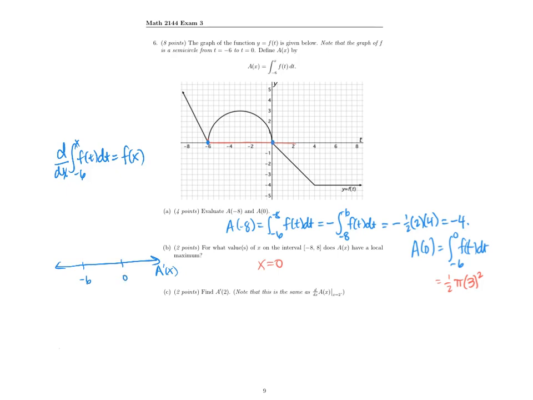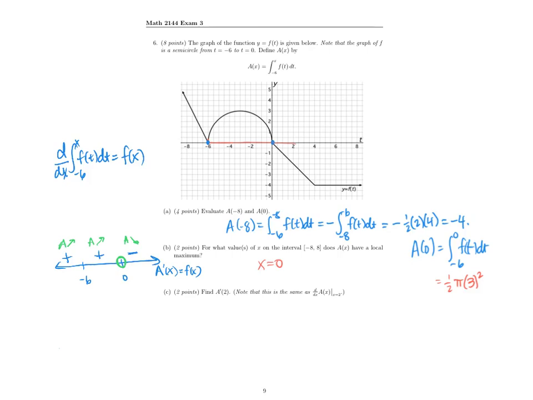So my critical points are -6 and 0. And so A prime of x, which is f of x, is positive when we are to the left of -6, positive when we are between -6 and 0, and negative here. And so what that means is that A is increasing here, A is decreasing here, and A is increasing here. And so my only critical point that's a maximum is at 0. So that's another way to think about it.